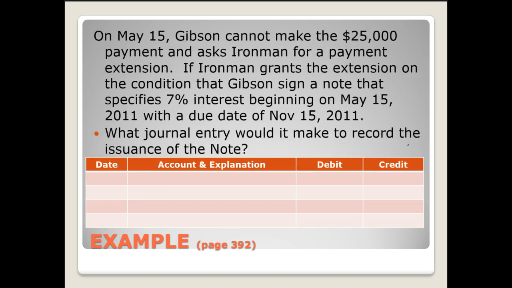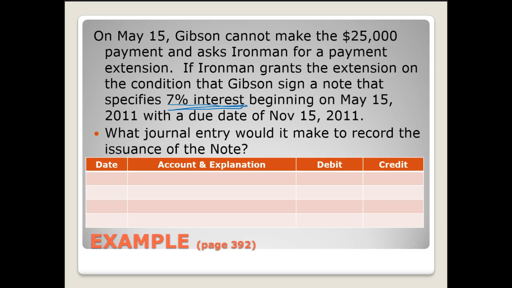Now your book goes on to say that Gibson arrives at May 15th, and it turns out they're not able to make the $25,000 payment. So they go to Ironman, their supplier, and they ask for a payment extension. Sometimes a company will offer a payment extension and not ask for anything extra in return, but usually a payment extension comes with a little extra, and that's going to be, in this case, a note with 7% interest that begins on May 15th, 2011 and is due on November 15th, 2011.